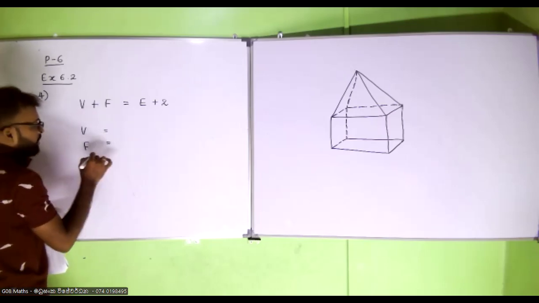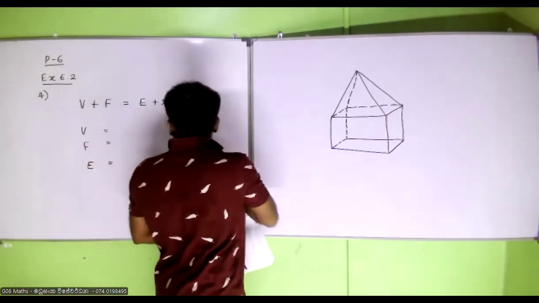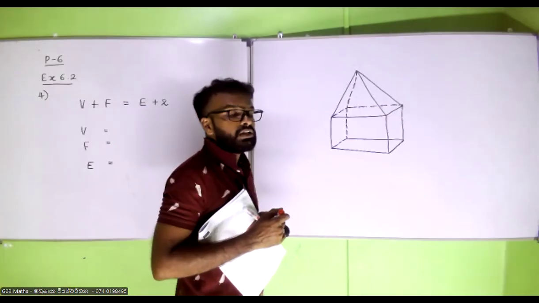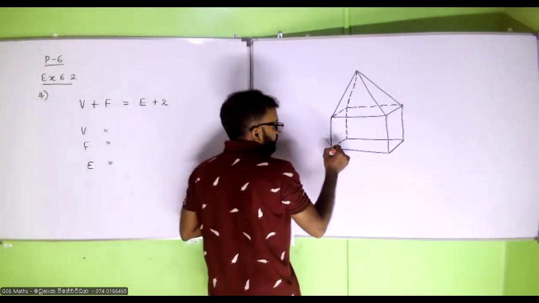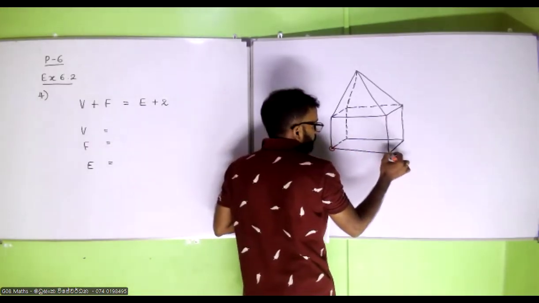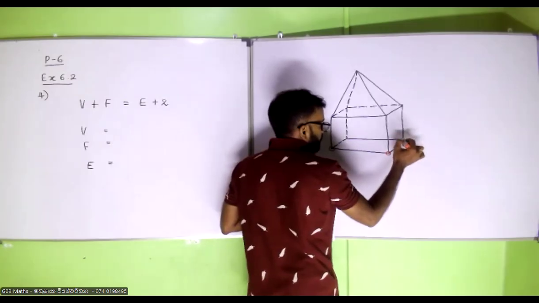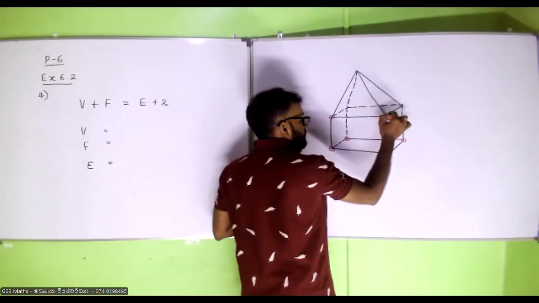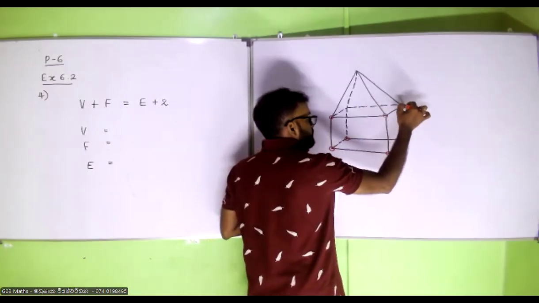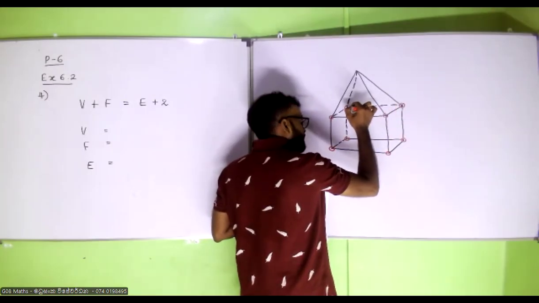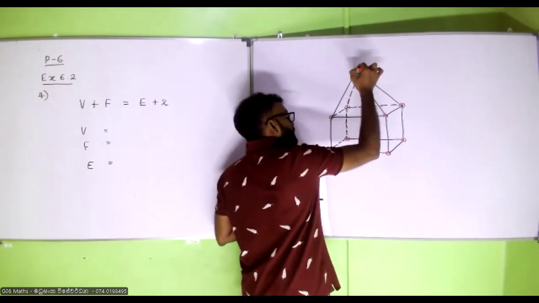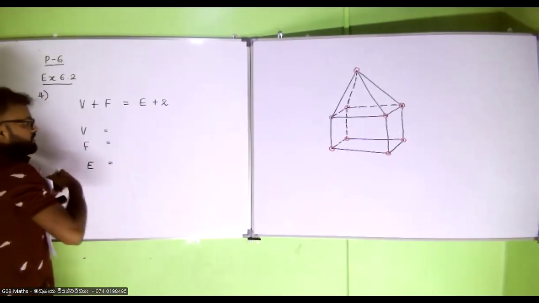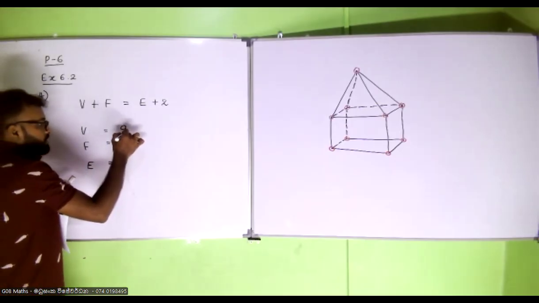So vertices, the number of vertices. I am going to circle the vertices. Right? 1, 2, 3, 4, 5, 6, 7, 8. On top of this, 9. There are 9 vertices. So your answer is correct. The number of vertices is 9.